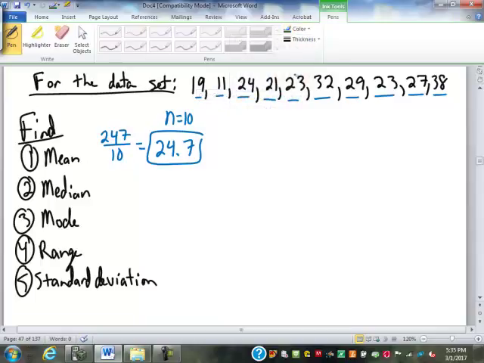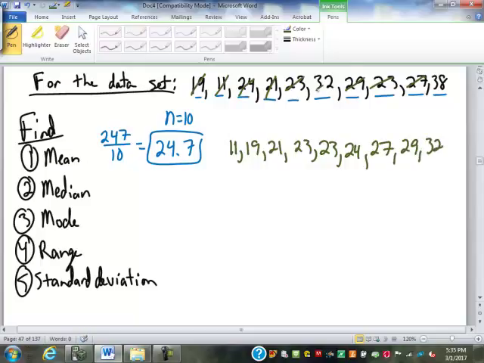Now for the median, what is the first step? Put them in order from smallest to largest. So I'm going to start with the 11, 19, looks like 21, 23, 23, 24, 27, 29, 32, and 38. I'm just going to number them to be sure. 1, 2, 3, 4, 5, 6, 7, 8, 9, 10. I have all 10 of them.